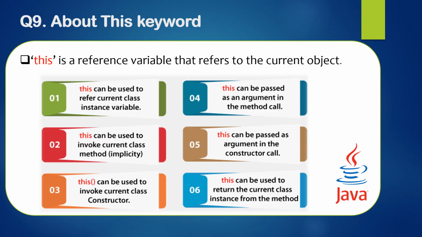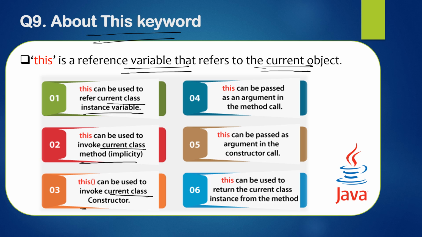Next question is about the this keyword. The this keyword in Java is a reference variable that refers to the current object. This can be used to refer to the current class instance variable, current class method, current class constructor, and can be passed as an argument in the method call, as an argument in the constructor call, and can be used to return the current class instance from the method. So these are the 6 usages of the this keyword.